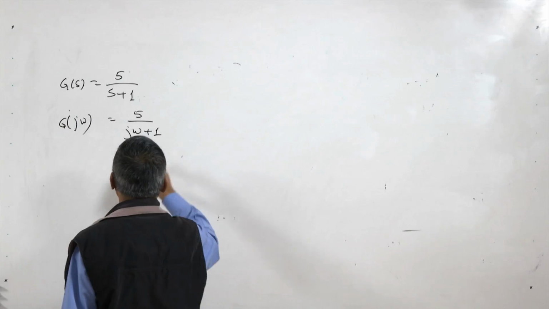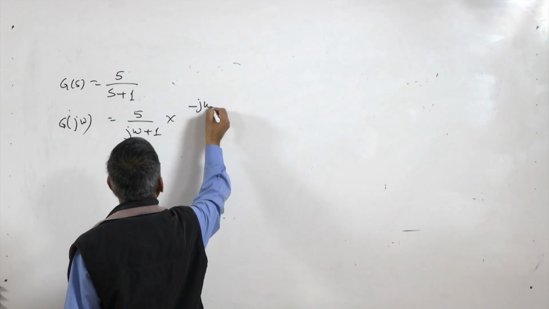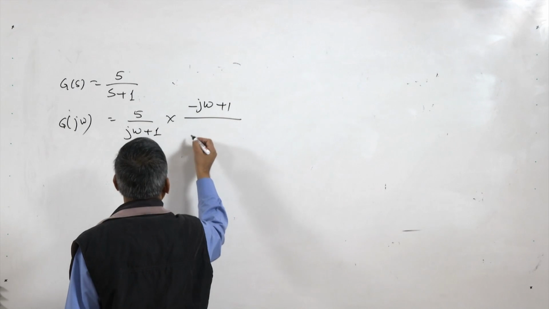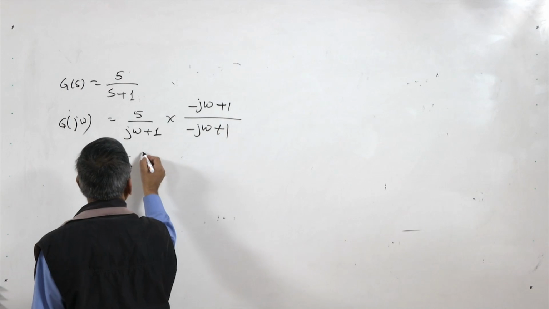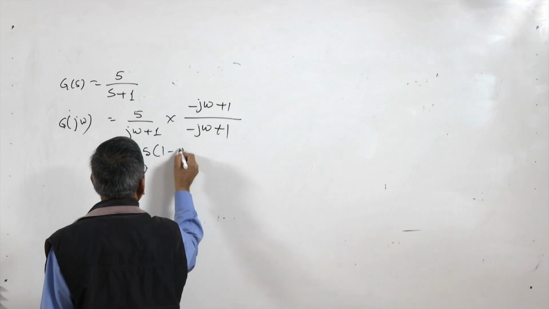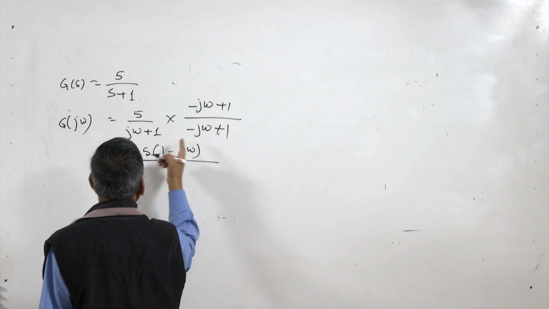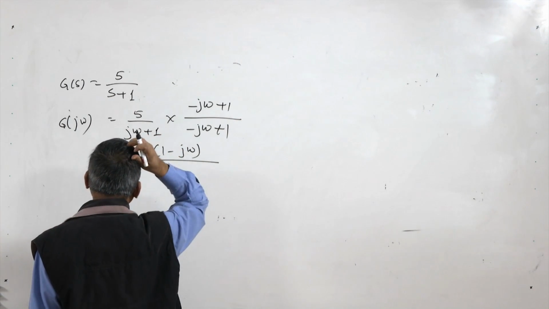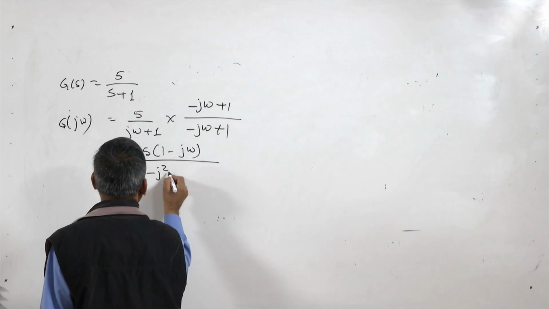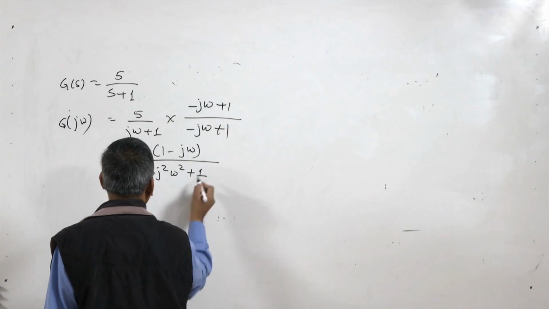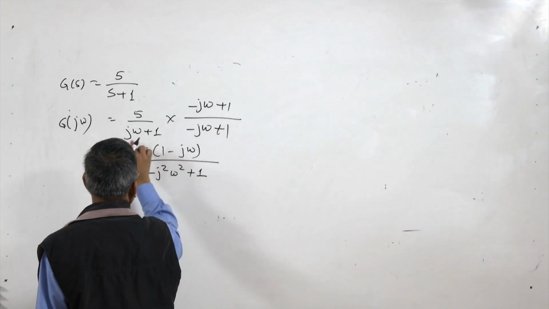So, we can do the same operation here, that is, I multiply with minus jω plus 1 at the numerator and minus jω plus 1 at the denominator. So, this is what I get: 5(1 minus jω) divided by, here this will be a square minus b square. So, we will have minus j square ω square plus 1. So, this is b square and this is a square, so a square minus b square.